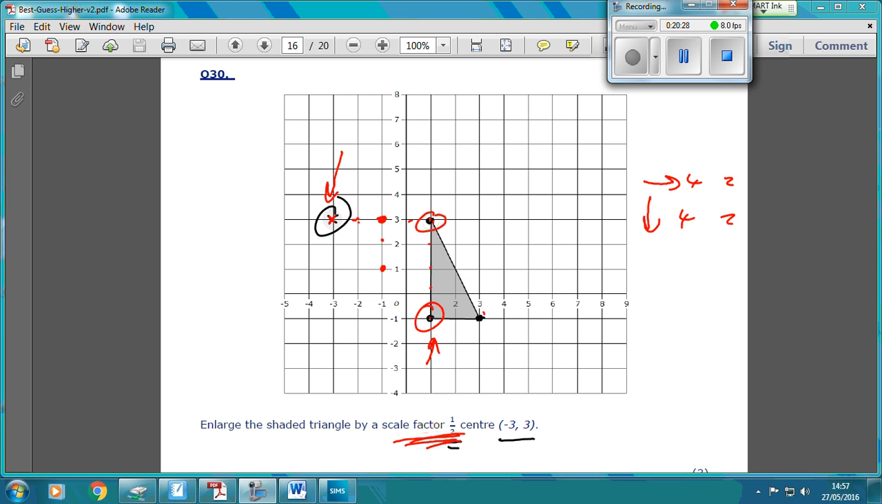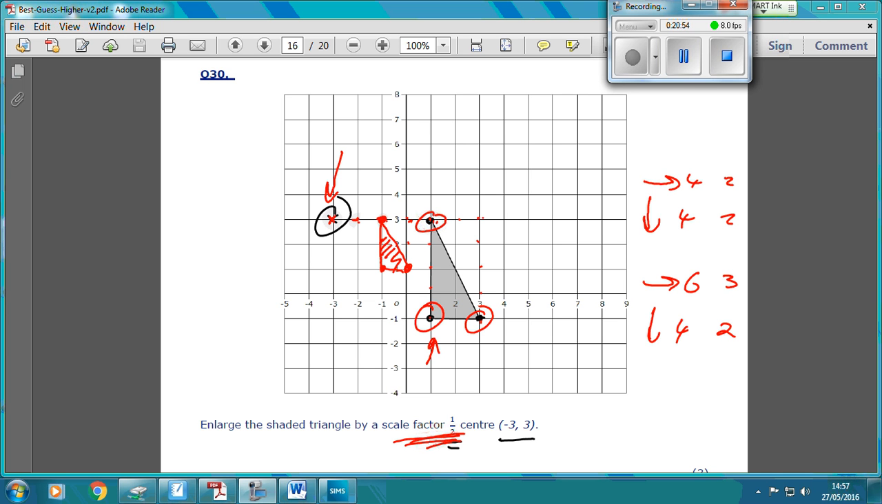This one, we go to the right by 1, 2, 3, 4, 5, 6. So we go right by 6, then we go down by 1, 2, 3, 4. And then we do half of that. So that's going to go right by 3, down by 2. So 1, 2, 3, and down by 2, and we get to this point here. Join them up, and that is our shape halved, or enlarged, by a scale factor of a half.